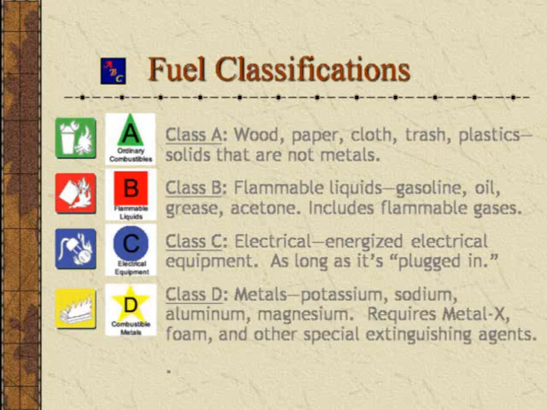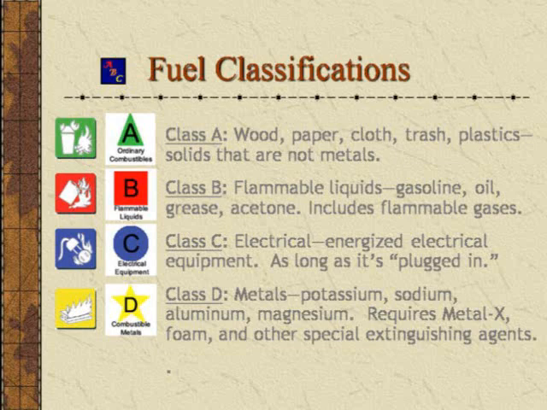The next is Class D fires. Class D fires are not too common except in industrial and maybe some laboratory settings where you would have combustible metals. Potassium, magnesium are a couple of those. They require a special extinguishing agent, and especially in applications that have those processes in manufacturing, they would have those on site to meet those needs.